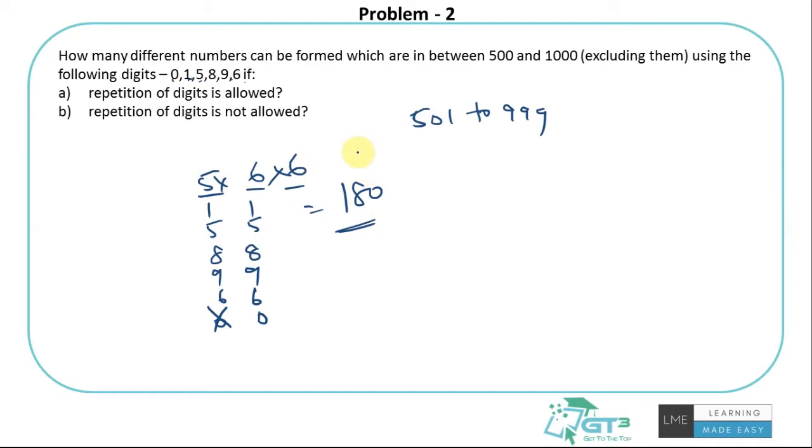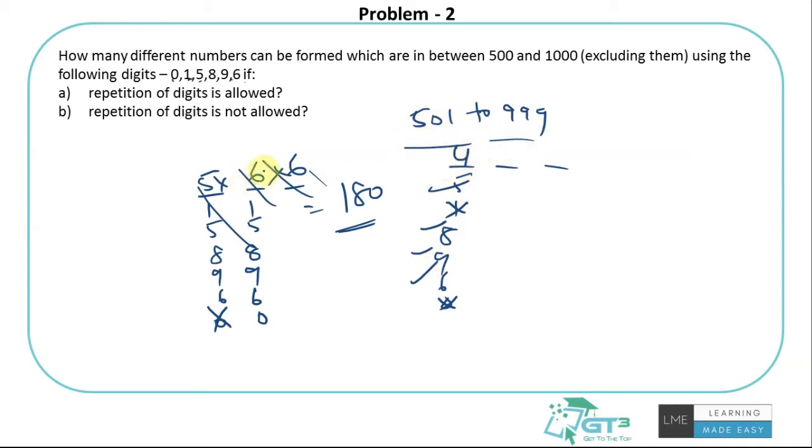But there's one complication in this. Oh, sorry, this is wrong. Why? Because I cannot use all of 1, 5, 8, 9, 6, 0. It should be between 501 to 999, right? I cannot start with 1. I cannot start with 0. I can start with 5. I can start with 8. I can start with 9. I can start with 6, right? 500 something, 800, 900, 600. All of them are between 500 to 1000. So there are only 4 options, not 5 options. Remaining will be 4 into 6 into 6. This will stay as it is, right? So 6 into 6, 36 into 4 is 144 is the answer, not 180.